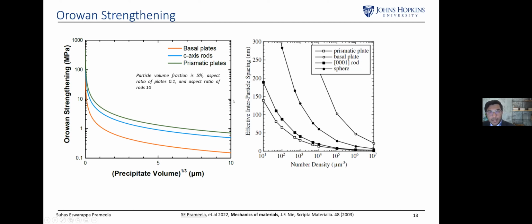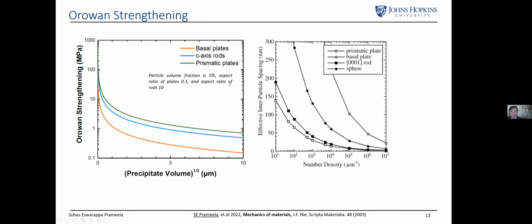But if you think about which system is more effective, you can see here that for a given number density, prismatic plate is obviously the most effective one. It kind of makes sense, right? When you have a hexagonal crystal symmetry and you have basals there, anything that is perpendicular to the basal plane is going to be very effective.